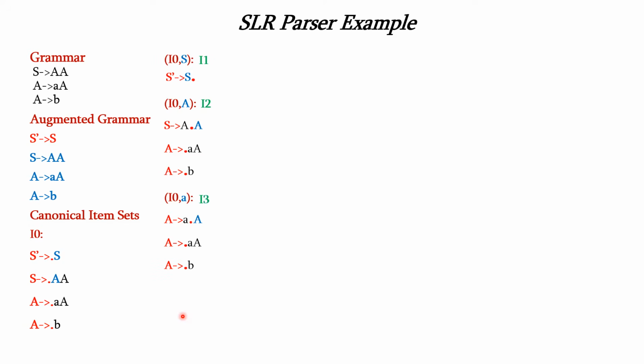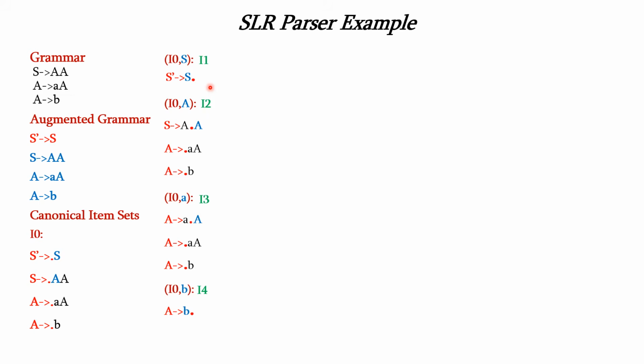So consider this as the new item set, which is named I3. Next, finally, we have to consider the fourth production. Here the dot is before the terminal b, so consider I0 comma small b. Move the dot one position to the right, then it becomes A tends to b dot. So this is the new item set. Let it be I4. So we have completed the item set 0.